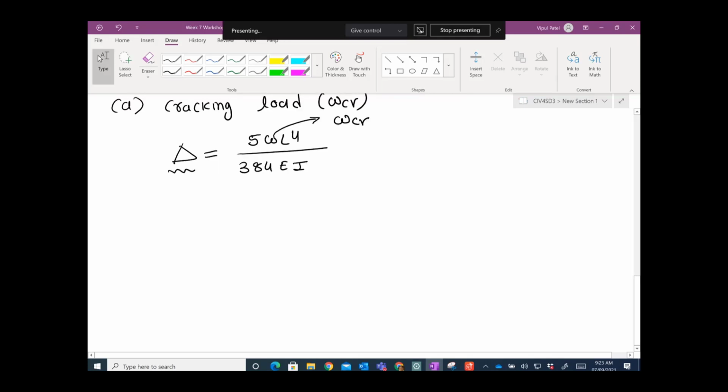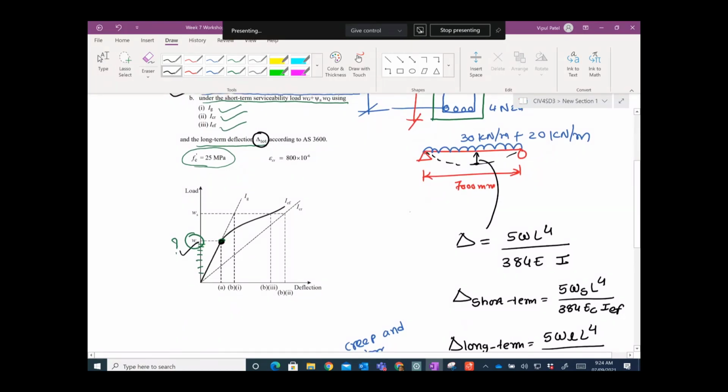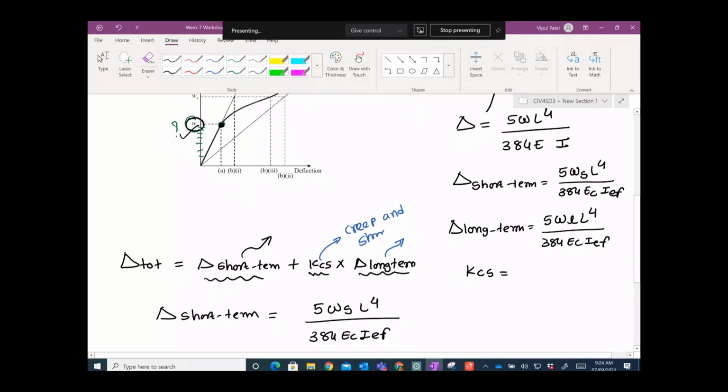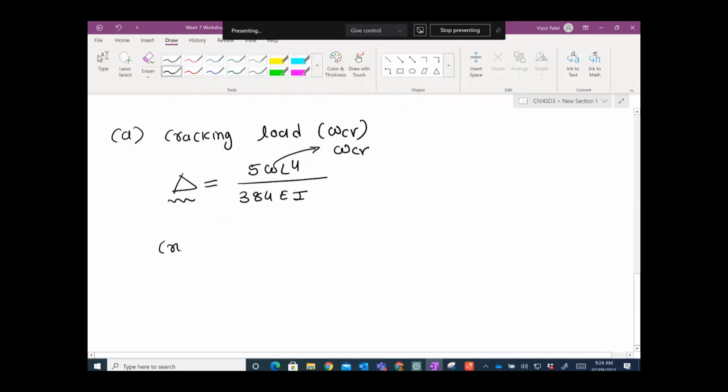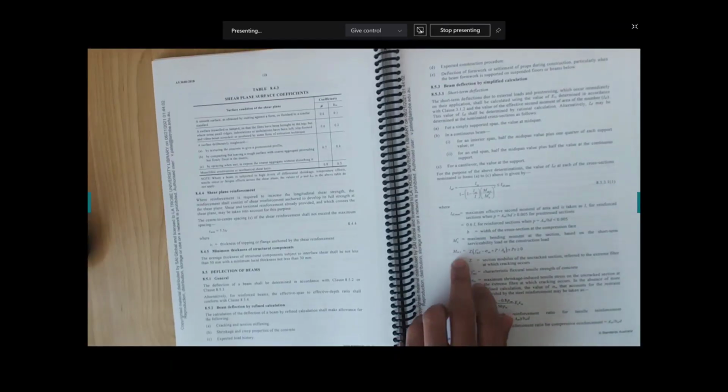Now we have these moments that we're going to calculate. As I mentioned, when you want to know this one, there is a cracking moment respectively here. So let's calculate the cracking moment, M crack, because this is a cracking load. For that cracking moment, we have an equation to find it. Where is the cracking moment equation? I can show it to you. Now the cracking moment equation is here.